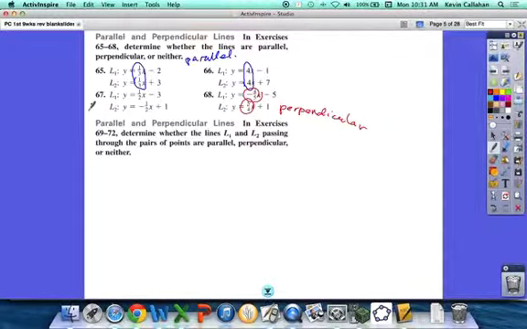So where does that leave us with number 67? 1/2 and -1/2. They're not equal, and they're not opposite sign, flip the fraction. They're just opposite sign. So that would be the neither. Right. So parallel means same slope, perpendicular, opposite sign, flip the fraction.